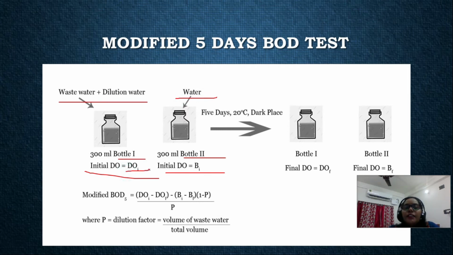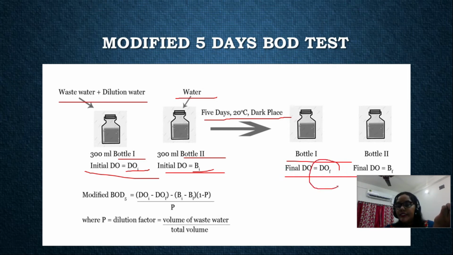Initially, for each bottle we have measured the initial amount of DO, which is DOI for bottle 1 and BI for bottle 2. After this measurement we kept the bottles for 5 days at 20 degrees centigrade in a dark place. After these 5 days we again measured the final amount of dissolved oxygen, which is DOF for bottle 1 and BF for bottle 2. Understand? B suffix F for bottle 2. So these are the total values that we have got from the modified 5 days BOD test.